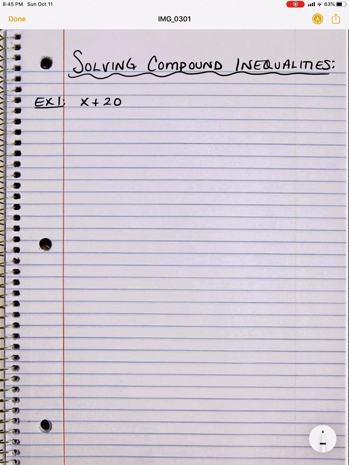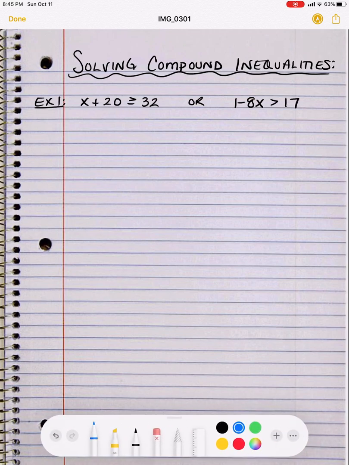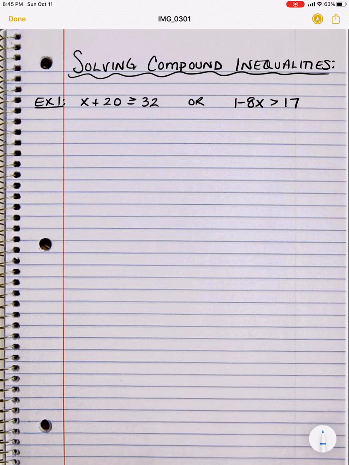And so I've got x plus 20 is greater than or equal to 32, or we have 1 minus 8x is greater than 17. Okay, so with the or inequalities, we're pretty much going to solve each inequality separately, and at the end, we'll graph it together on a number line. So I'm going to begin by subtracting 20 from both sides, okay? And we're going to get x is greater than or equal to 32 minus 20, which is going to be 12.